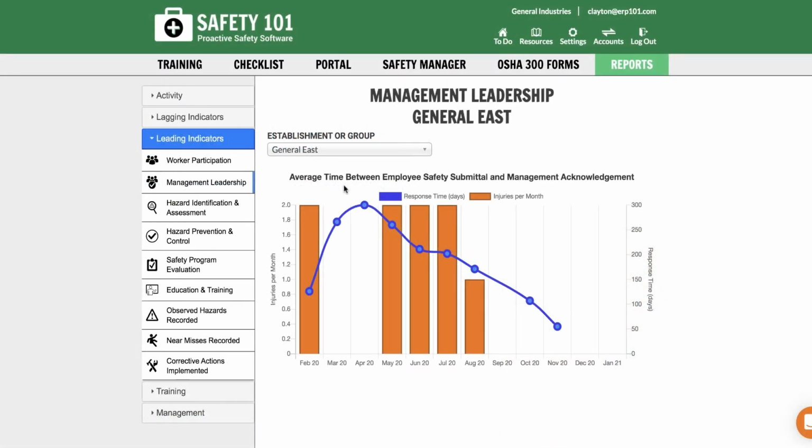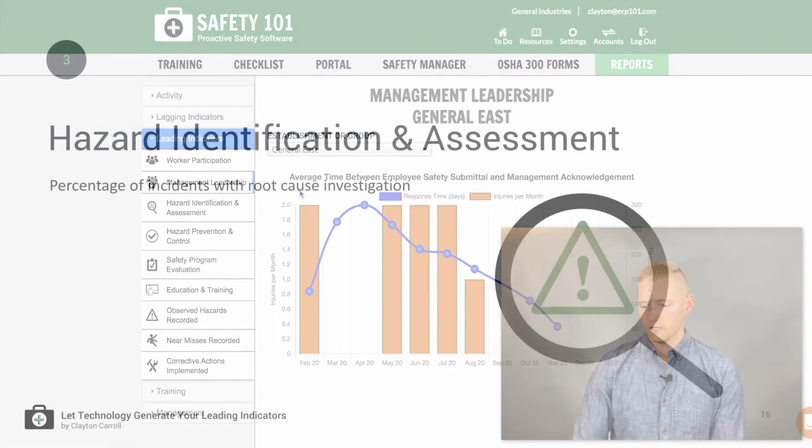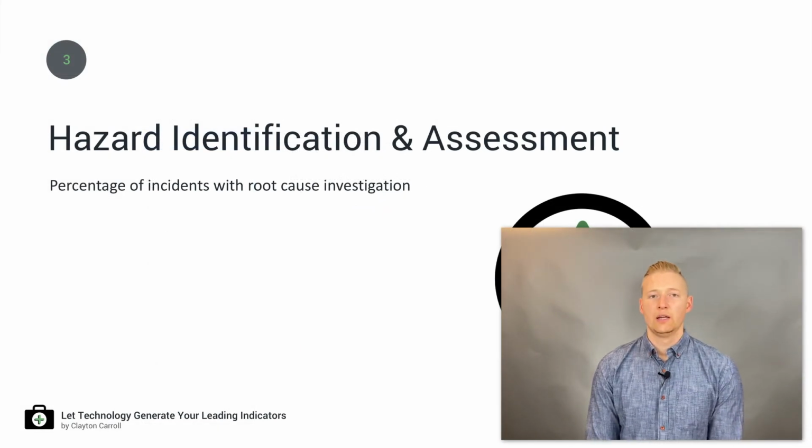Okay, so you can see here this report is called management leadership, and it's the average time between an employee safety submittal and management acknowledgement. Once again, it's contrasting the response time versus the number of injuries there. Okay, now the next one, hazard identification and assessment.